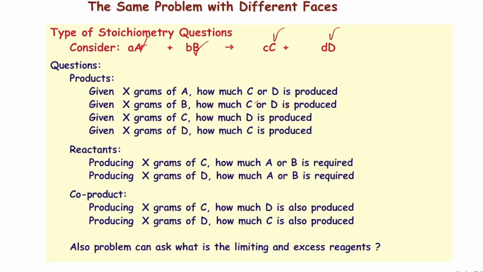Given X grams of C, how much D is also produced? Mass to moles, moles to moles. Now you're using the balanced equation that relates C to D, moles to mass. It's always those same sequence, always those same steps, but there's so many ways to ask a stoichiometry problem that you get overwhelmed by it. But the skeleton, the setup are all the same.